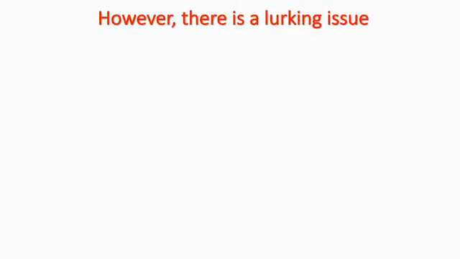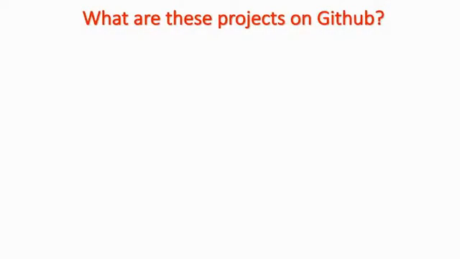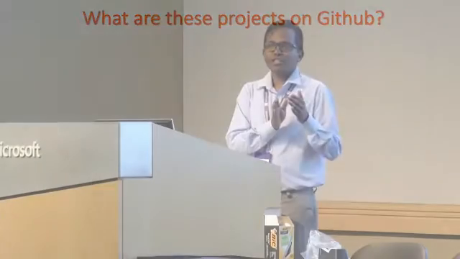But in all these projects, there's a common underlying issue. And the issue is, what are these projects that we are studying on GitHub? When we studied 5 projects, we knew exactly what these 5 projects were. But when it goes to hundreds or thousands or tens of thousands, we can't actually go in and see what these projects are about. It becomes difficult, right?